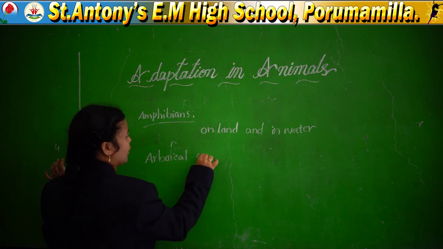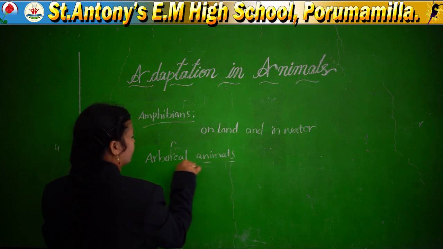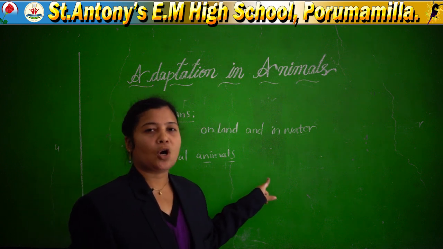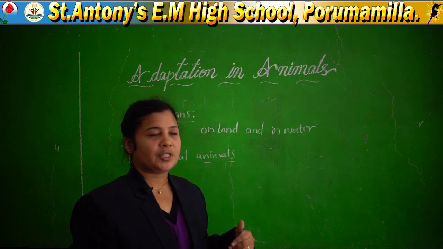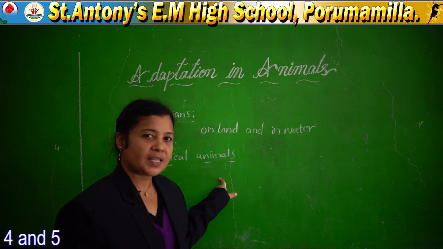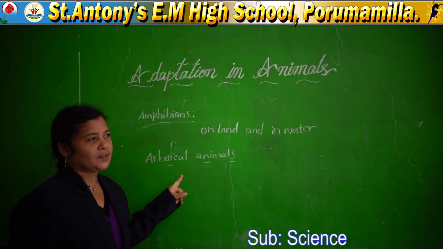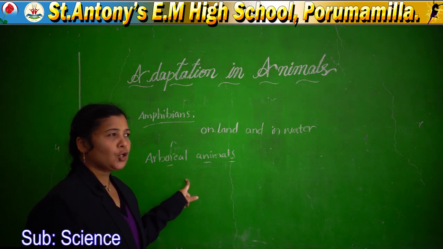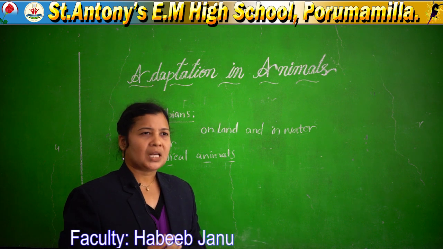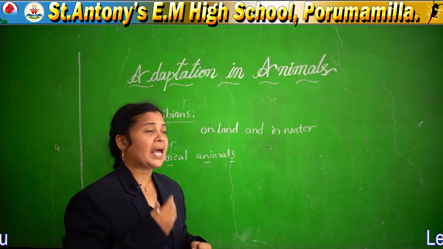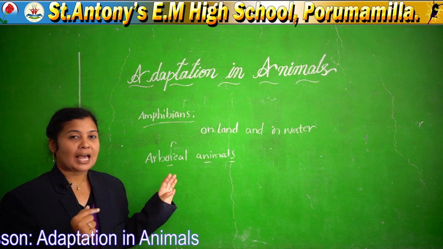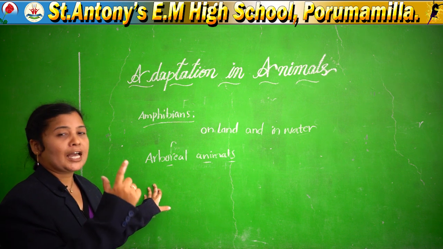Arboreal animals. What are the arboreal animals? The animals which live on land, in the sense that they adapt their habitat in trees. So, the animals which live on trees are called arboreal animals. How do they survive on trees? Monkeys and squirrels have strong arms and legs to climb trees. With the help of strong arms and legs, they climb trees.